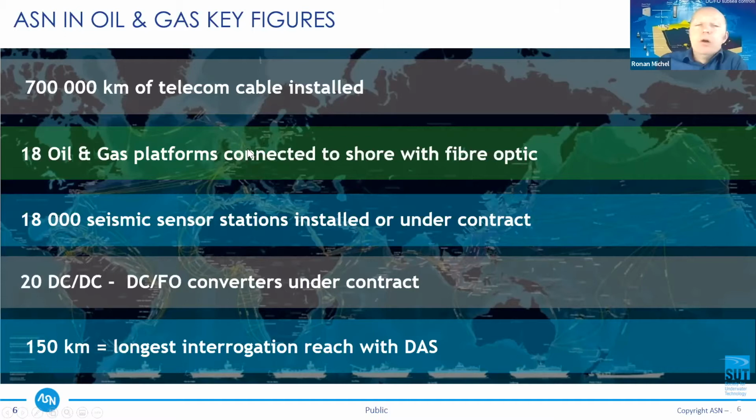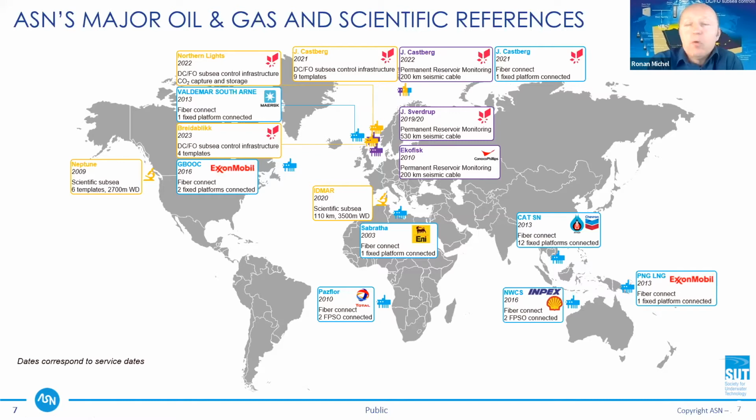So a few words on ASN references or history in oil and gas. What you see, first, you have to look at the blue ones. The blue ones are for the connections of platforms.